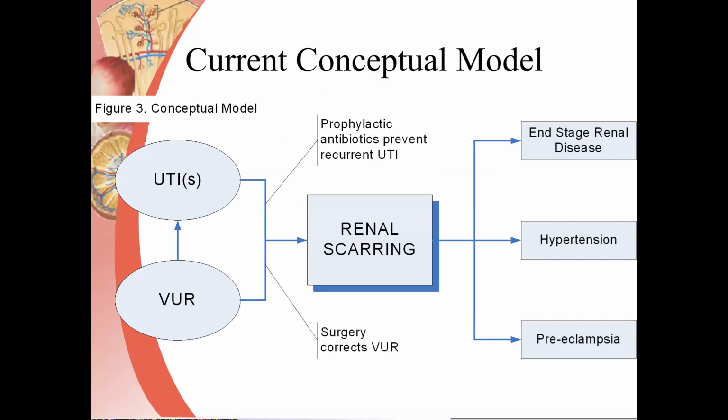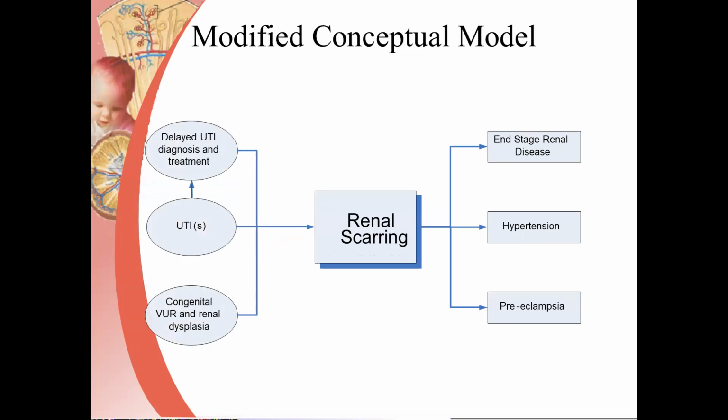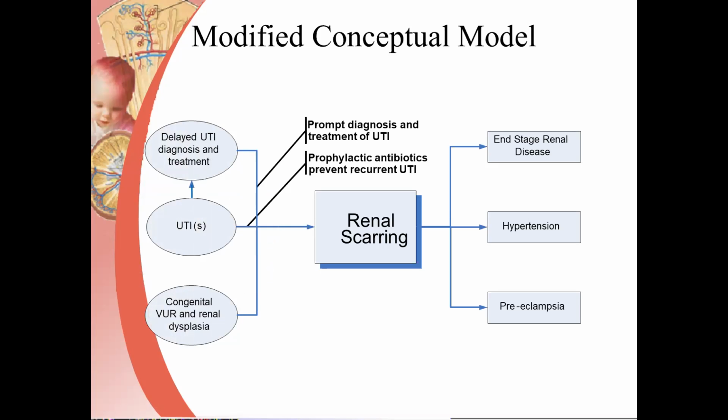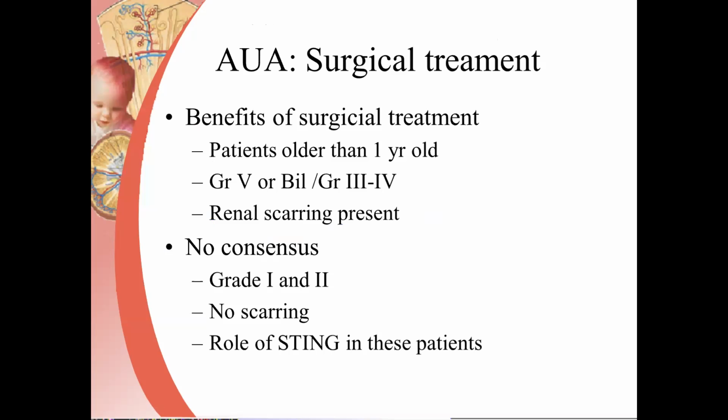So the original model was that vesicoureteral reflux and UTI both are needed for renal scarring, and prophylactic antibiotics prevented recurrent UTI. Surgery corrected the VUR. So that was the very simple and easy model. And later on, what happened was that congenital scarring and other factors were having a role in renal scarring. So prompt diagnosis and treatment alone was needed. So what went away first was surgical treatment. The medical treatment, prompt interventions and antibiotics remained. So later on, the antibiotic prophylaxis also went away.